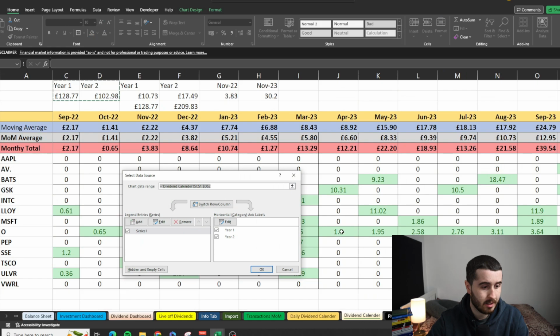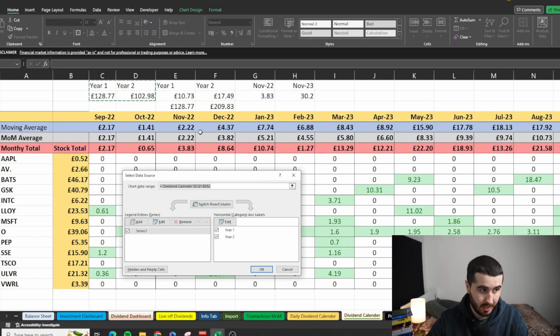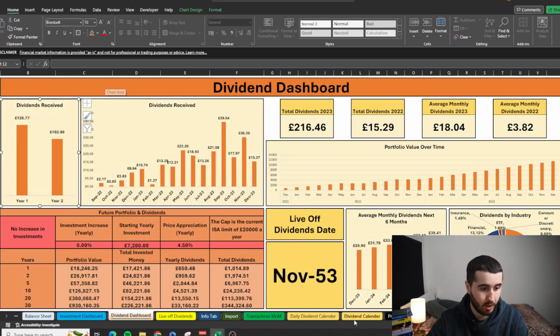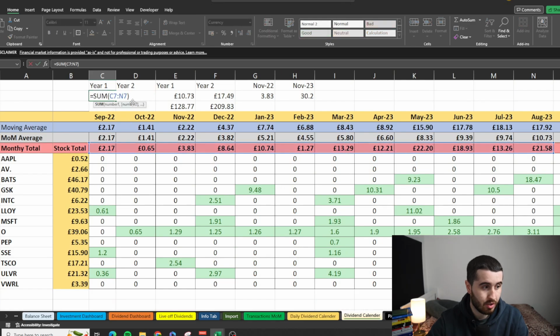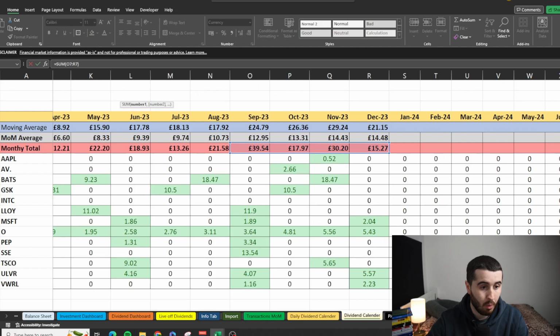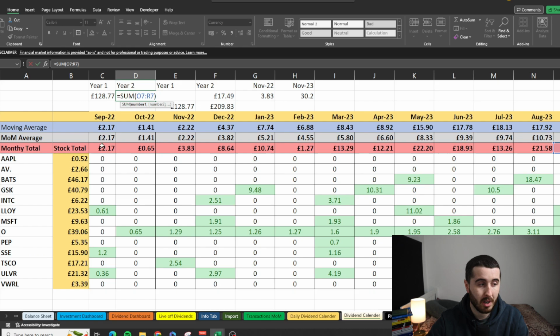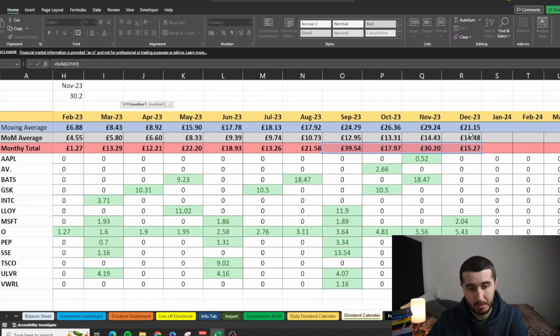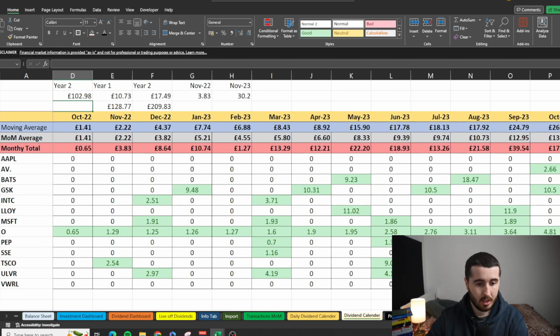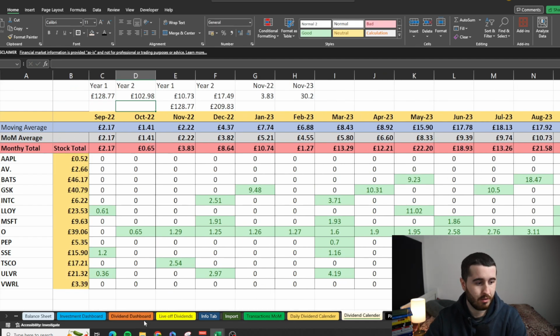Again, this is looking at the dividend calendar, and I have a little calculation here, which if we go back to the dividend calendar, these are just summing the monthly totals for my year 1 and year 2, because my years are different. My year 1 started in September 22, that goes to August 23, and my year 2 goes from September 23 to December 23, because we're not all the way through the year yet, but we will be eventually. Stay tuned for the next video.